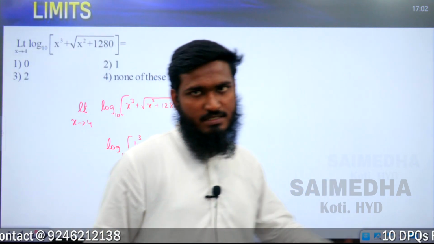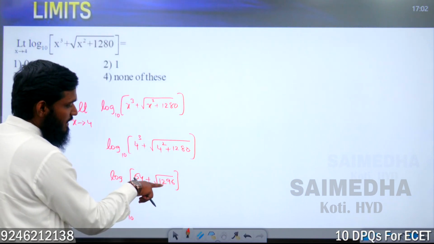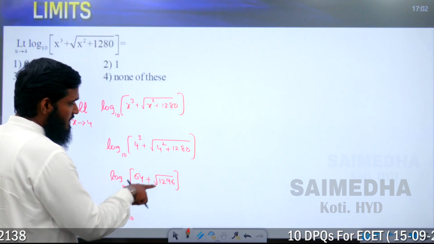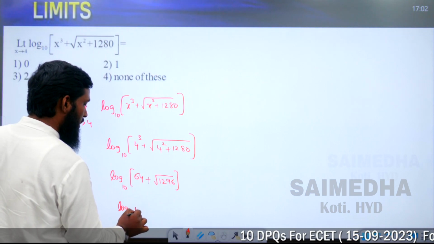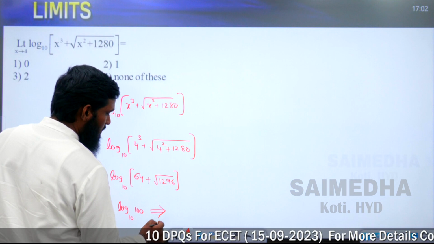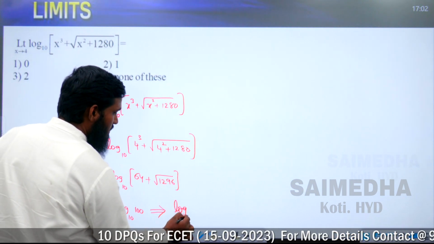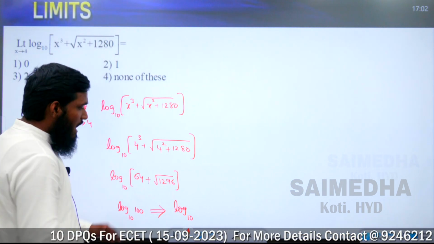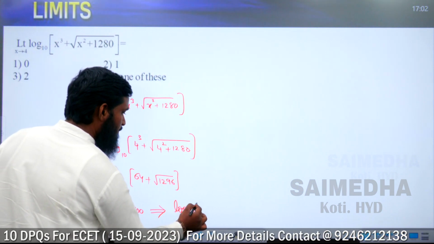We are having 36. Okay, what we are having? 36 plus 64, it is equal to 100. Now for this, listen carefully. Log base 10 we have written as it is. 100 can be written as 10 square.